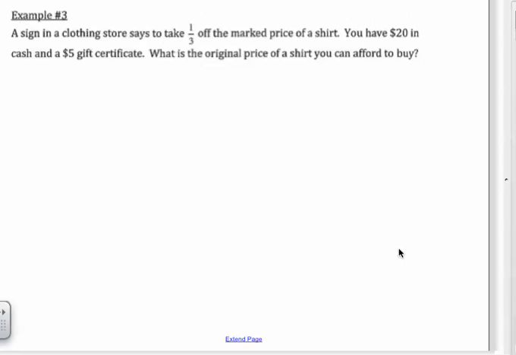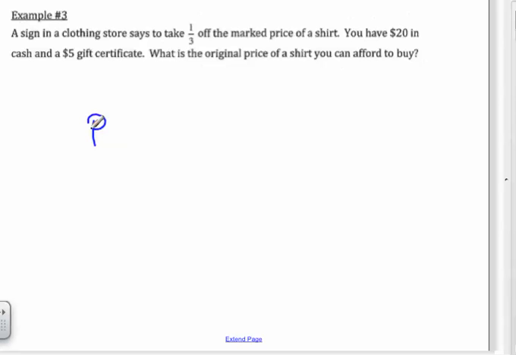Alright guys, in example number 3 it says a sign in a clothing store says to take 1/3 off the marked price of a shirt. You have $20 in cash and a $5 gift certificate. What is the original price of a shirt you can afford to buy?